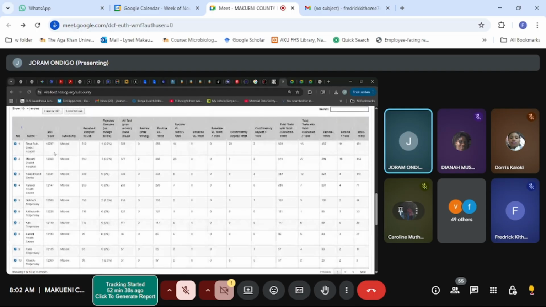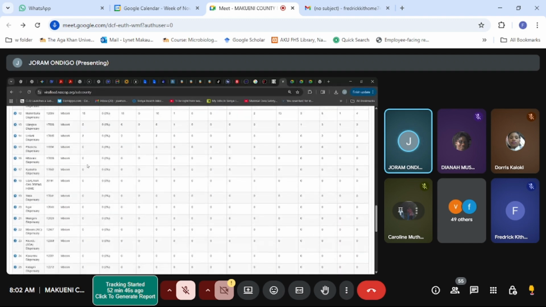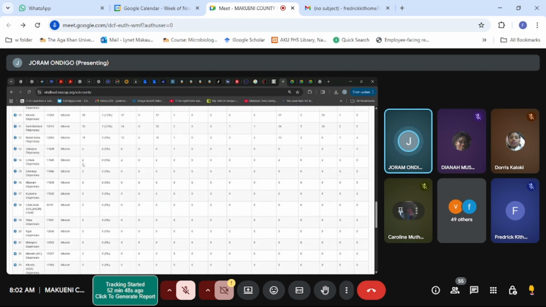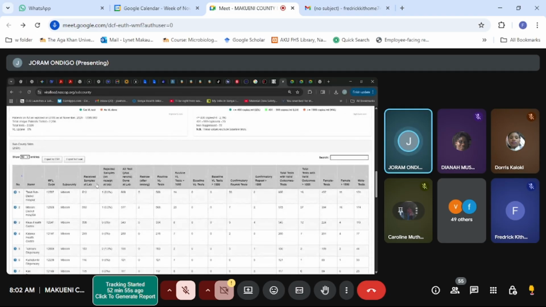As you can see, in Mbooni, how many facilities do we have there? Around 25, but how many are active that have ever sent? There are around 14 facilities. So there's a lot. You can actually mine this data to understand how things are going. If you want to analyze the data further, as I've told you, go to export to CSV or export to Excel.